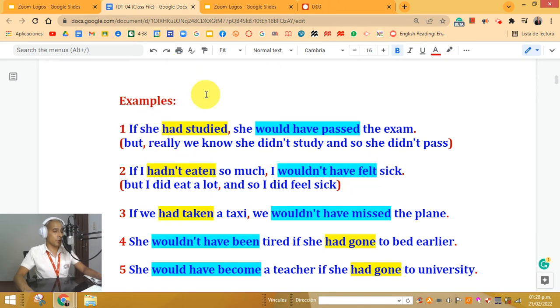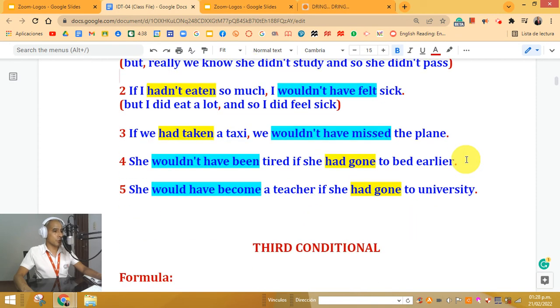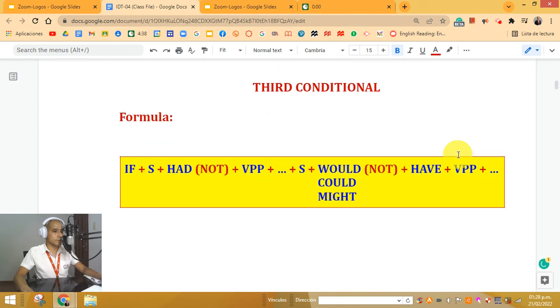As you can see, there is a pattern in these 5 examples. So following this pattern, I'm going to share with you a formula. This will be a general formula for the third conditional. As you can see here, we have if plus subject plus had or had not plus the verb in the past participle. VPP stands for verb in the past participle, plus something else that could be the complement. Then I have the subject. And here, if you see, I have 3 options. I have would, could, or might. I can use any of them.